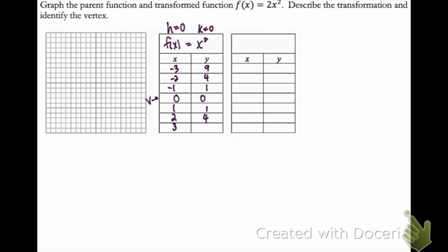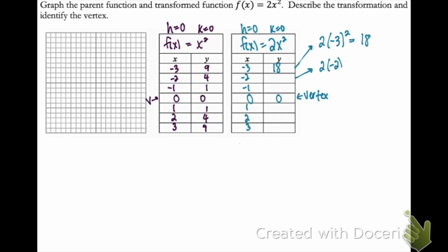For our transformed function here, we're going to put the equation in the box. Our h and k are also 0. We have an a value of 2, but h and k we still don't have anything. So 0, 0 for our vertex. Plug in -1, -2, -3, 1, 2, 3 to get your y values. Okay, now we're ready to go graph.